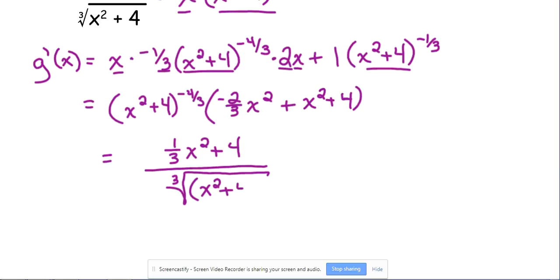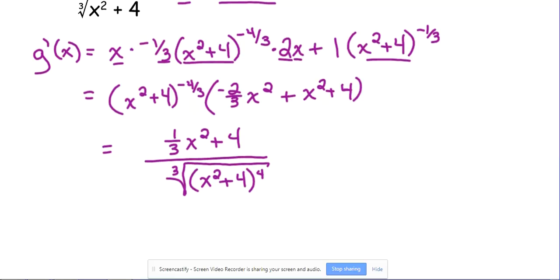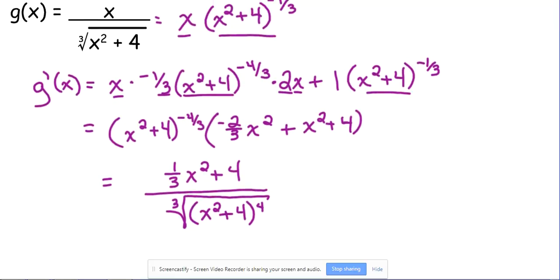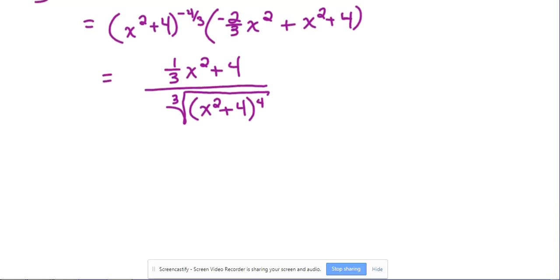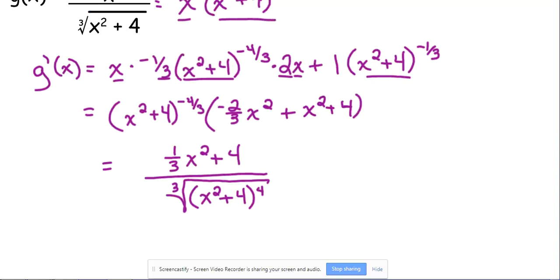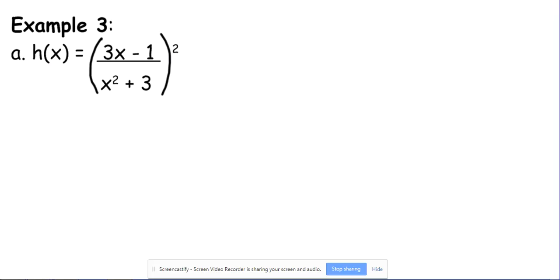X squared plus 4, and that's all raised to the 4th. So, not too bad, right? Quotient rule, you would have gotten there, but I promise you it would have been more work. So I think it's really easier just to do it this way. All right. Here we go. Here's another one.